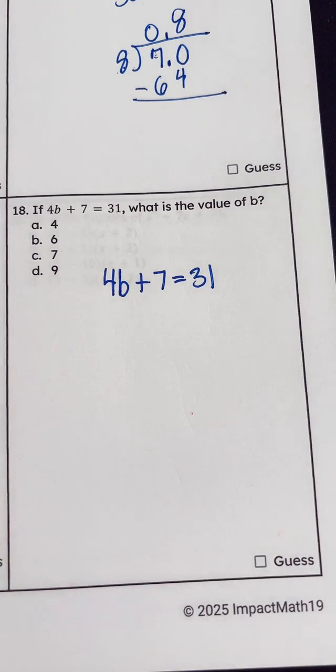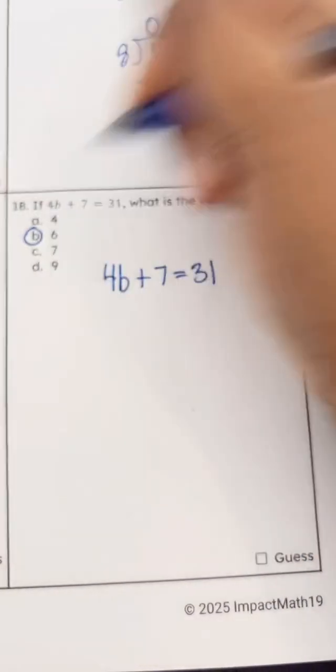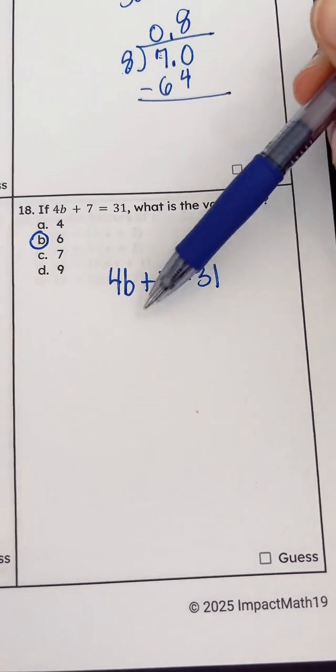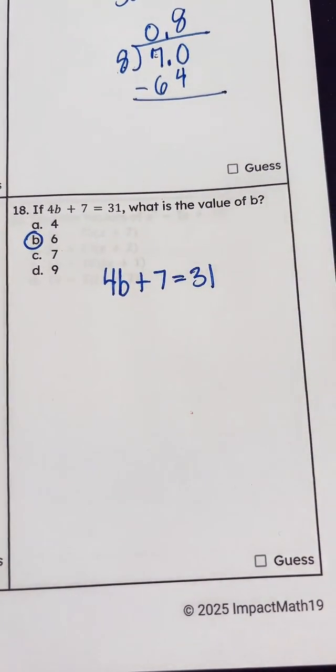Okay, B. I see a whole bunch of B's coming in. I'm circling B because y'all said it. What's the first thing we got to move here, you guys, if we're solving for B?